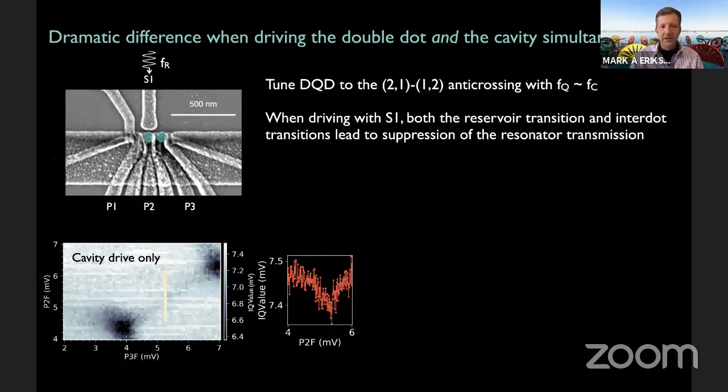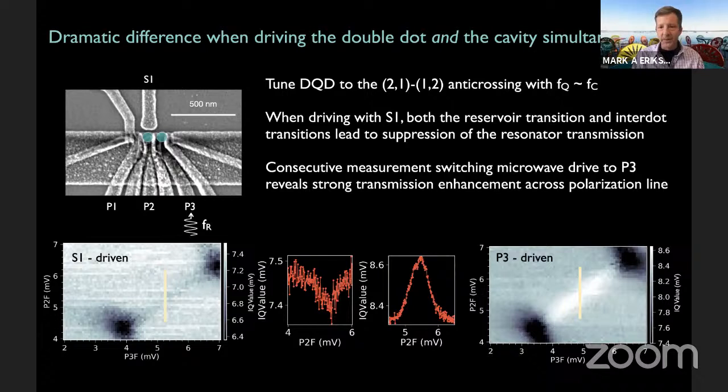What you see on the lower left here is the type of signal you get if you simply drive the cavity and tune the quantum dot to what we call the polarization line, to the point in gate voltage space where you're just about to move one electron from, let's say, the right dot over to the left dot. At that point, it's very easy to slide that electron back and forth. That creates an enhancement in the polarizability of the environment near the resonator, which creates a little shift in the resonant frequency, and a little dip in the transmission through that cavity. Now, if you simultaneously drive the double dot, you see something really remarkable.